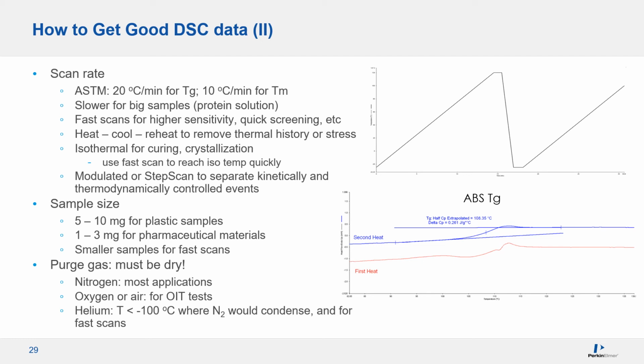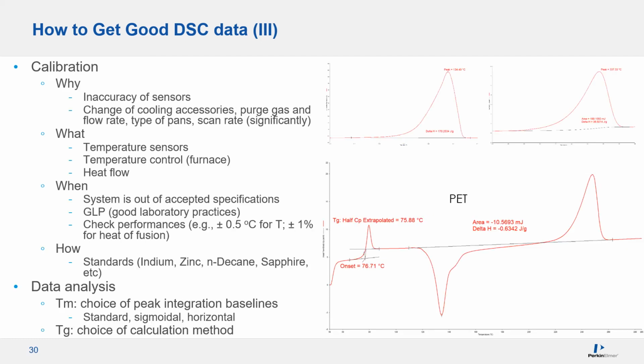Purge gas has to be used, and it must be dry because the subambient cooling device is usually required, and we don't want the DSC furnace to be filled with frost. And helium is recommended if temperature is lower than negative 100 degrees C. This is where nitrogen becomes sticky and a poor heat dissipator.